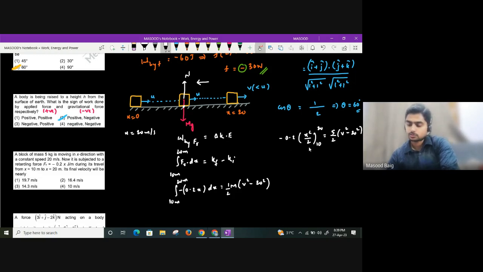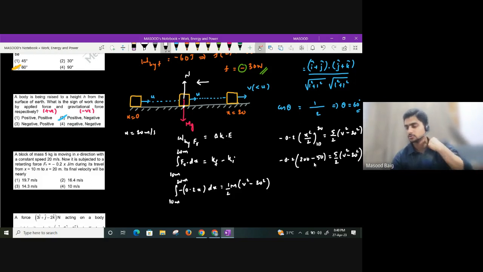Okay, so if I substitute the limits, what I'll get? 0.2 into 20 square is 400. 400 by 2 will be 200 minus 10 square is 100 by 2 will be 50. Should be equal to 5 by 2 into v square minus 20 square. Okay, so what will this be?